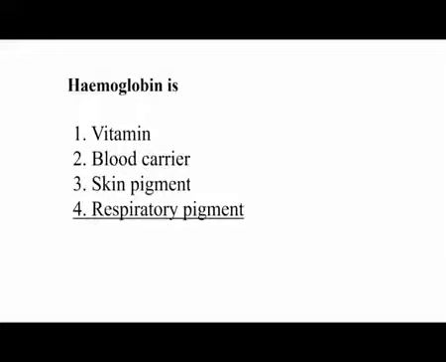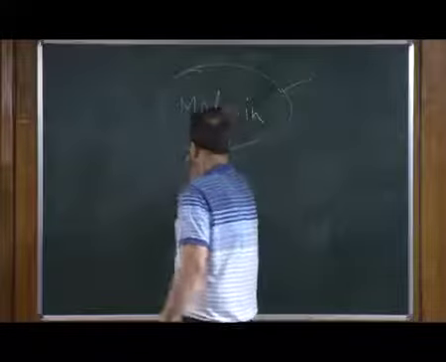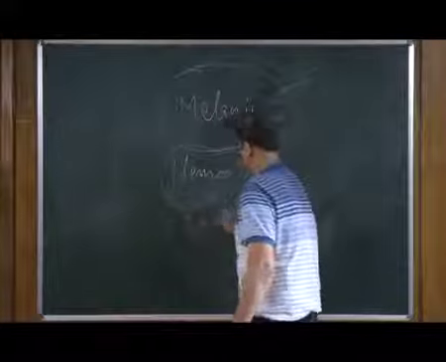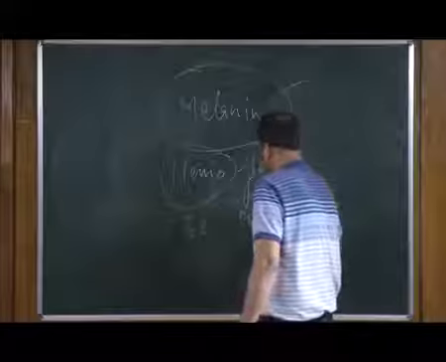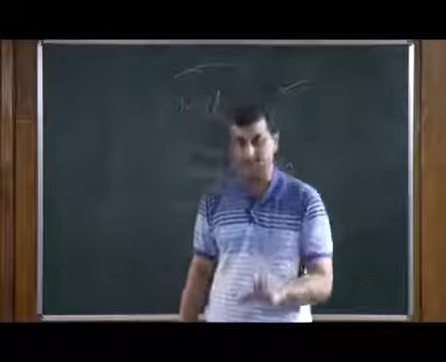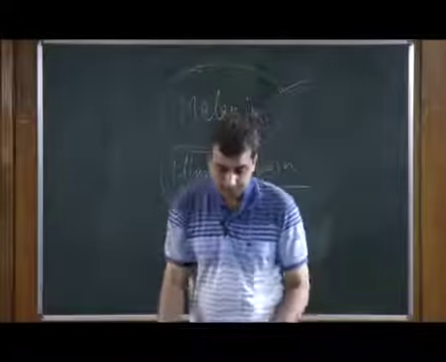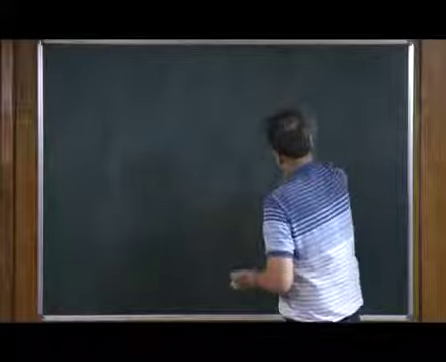So, the right option is respiratory pigment, but in case there is no respiratory pigment option, people can always ask whether it is a vitamin, blood carrier, skin pigment or protein. The right option is protein, because in hemoglobin, the globin stands for protein. Hemo means iron and globin is the protein part. So, the iron-containing protein is what we call hemoglobin, that is present in RBC, red blood cells, and carries oxygen. So, this is what we have discussed now.